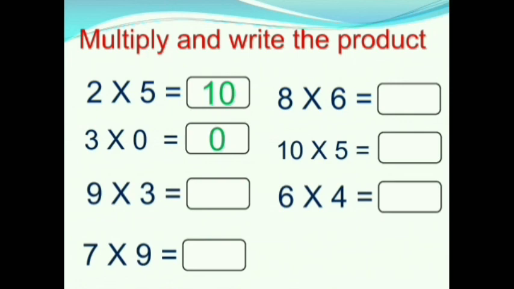See the next question. 9 into 3. What is 9 into 3? 9 3s are 27. So we will write 27. See the next question. 7 into 9. 7 9s are 63. So we will write 63. See the next question children. 8 into 6. 8 6s are how much? 8 6s are 48. So we will write 48.